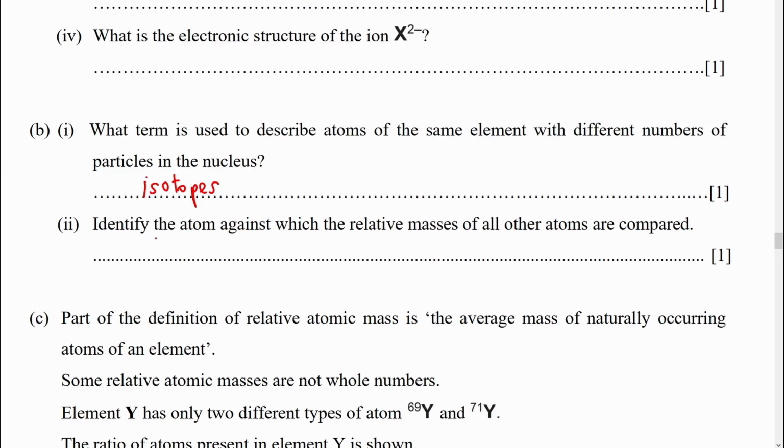Next, identify the atom against which the relative masses of all other atoms are compared. So scientists needed a reference atom to compare the masses of all other atoms because atoms are extremely small and light. Scientists choose carbon-12 as the standard because it is stable, common, and easy to measure accurately.